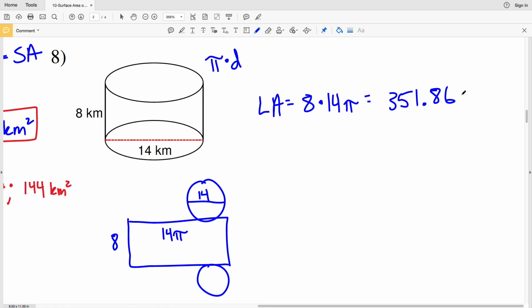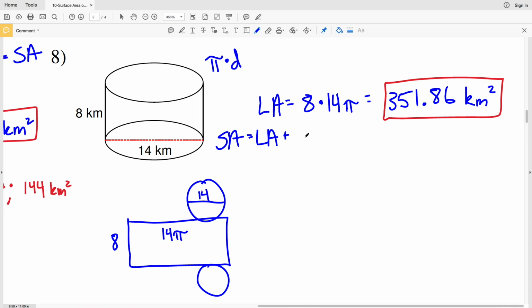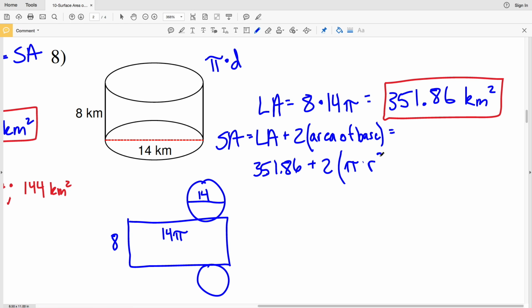And this is in kilometers, so area is kilometers squared. Now let's calculate the surface area. Remember, the surface area is equal to the lateral area plus the area of the bases, which, since there's two bases, is essentially 2 times the area of one of the bases. So the lateral area is 351.86, and that's kilometers squared, and we're adding that to 2 times the area of the base, which, the area of a circle, is pi times r squared.